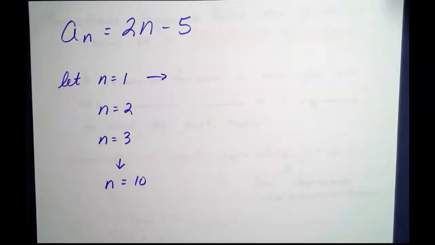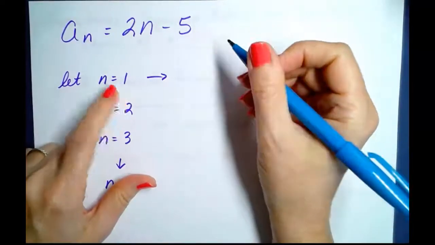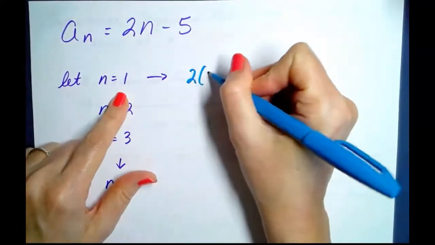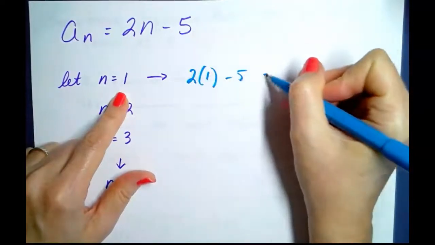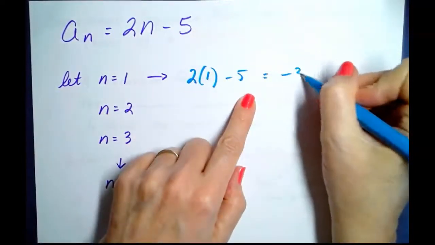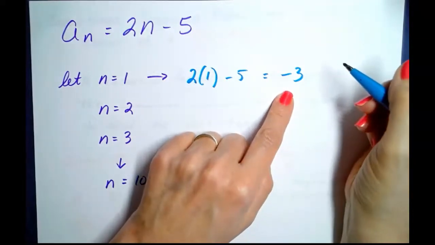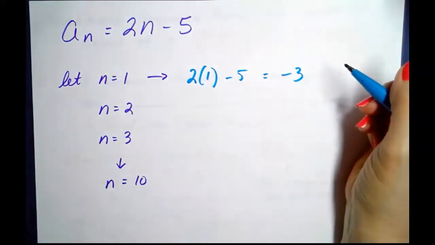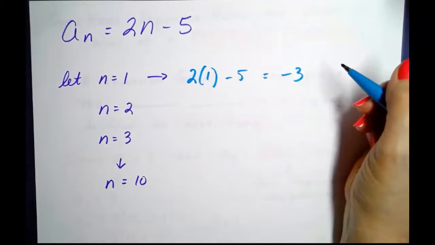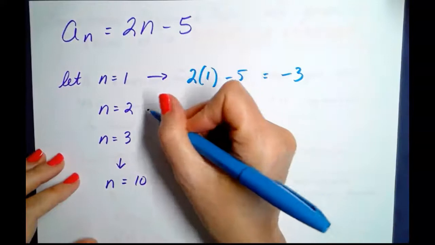Let's start generating our sequence. So what's our first term? Our first term is going to be 2 times 1 minus 5. That's 2 minus 5. That's negative 3. Now our terms themselves can be negative integers. Even rational and irrational numbers can be our terms. But n is only going to be the set of positive integers.